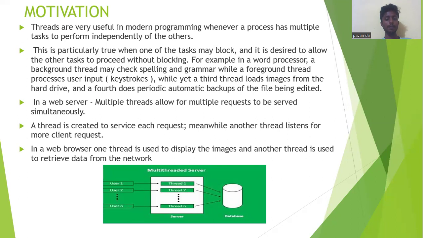In a web server, multiple threads allow for multiple requests to be served simultaneously. A thread is created to service each request. Meanwhile, another thread listens for more client requests. In a web browser, one thread is used to display the images and another thread is used to retrieve data from the network.